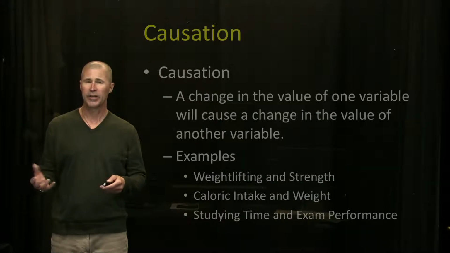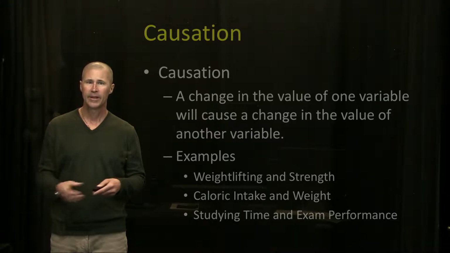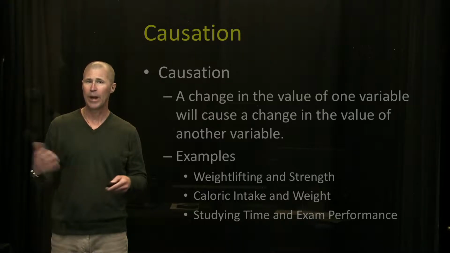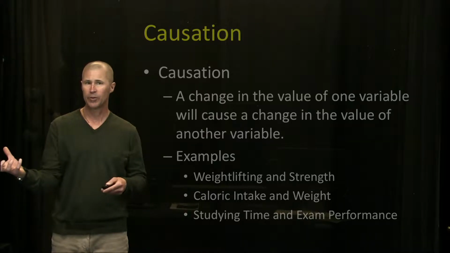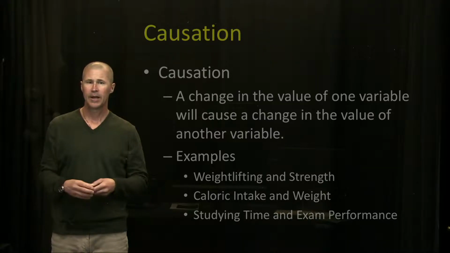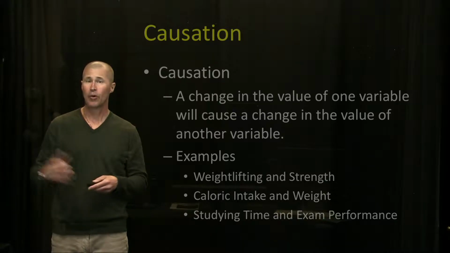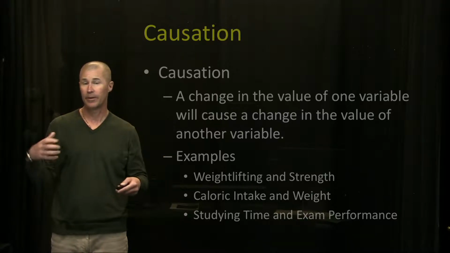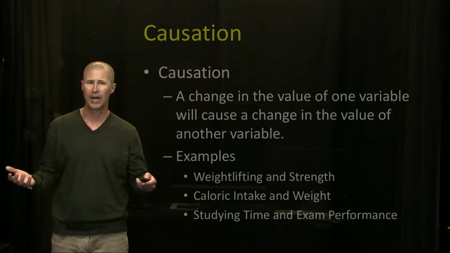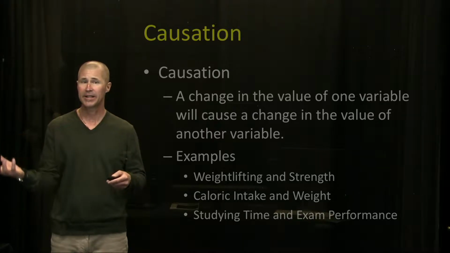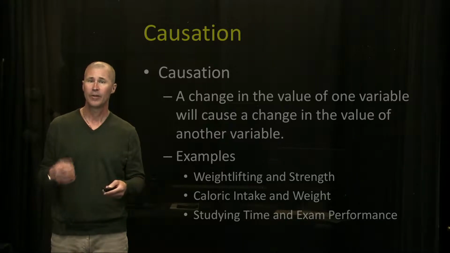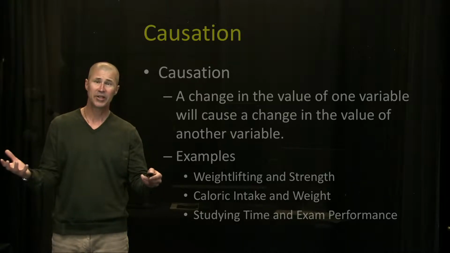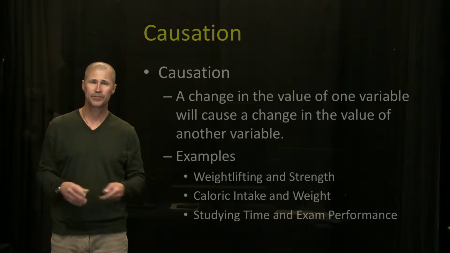Causation is related to correlation, so for there to be causation, two variables have to be related. But with causation, a change in the value of one variable will cause a change in the value of another variable. So examples could be something like weightlifting and strength. The more you lift weights, probably the stronger you become. Caloric intake and weight. The more calories you eat, the more you weigh, or the less calories you eat, the less you weigh. Or something like studying time and your performance on an exam. The more you study, logically, the better you'll perform on an exam.